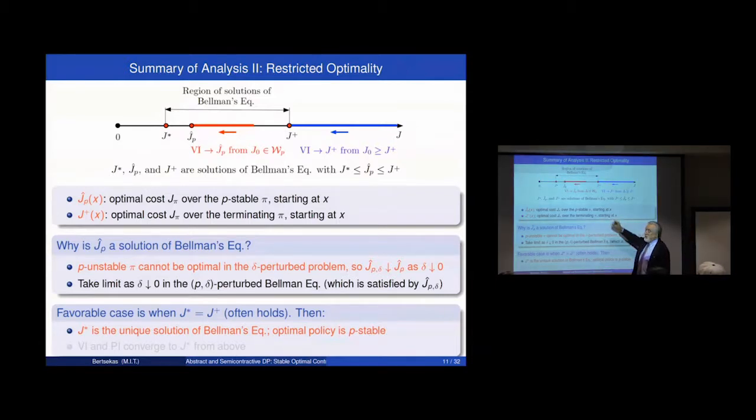Now, if this happens, from this diagram here, we see that there's a unique solution to Bellman's equation, and this is J star. Moreover, the optimal policy is P stable for every P. Okay? In fact, there exists an arbitrarily close to optimal terminating policy that achieves controllability. There's also this result here, that value iteration converges to J star from above. Policy iteration also converges to J star from above, and usually, under some minor additional condition, they converge starting from every policy and every J that's non-negative. So, nice results hold in this favorable case.